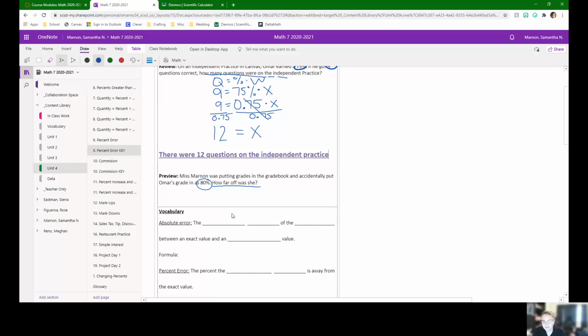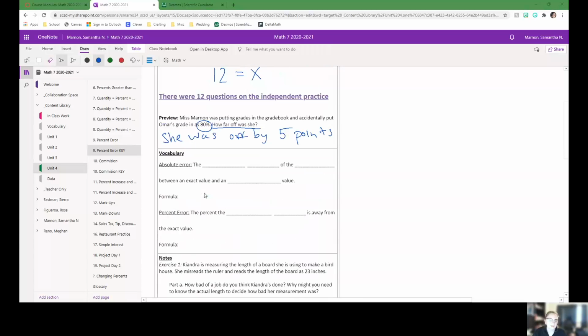So if I put it in as an 80% instead of a 75, I was off by 5%. So we could say she was off by, we'll say 5 points. Because really we're going to talk about percent compared to the whole. So if I put his grade in as an 80 instead of a 75, I was wrong. I wasn't correct. I was off by just a little bit.